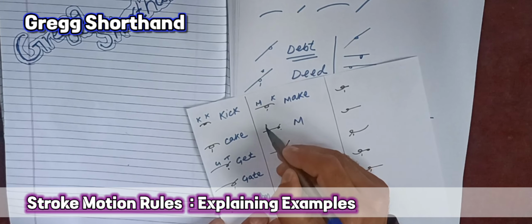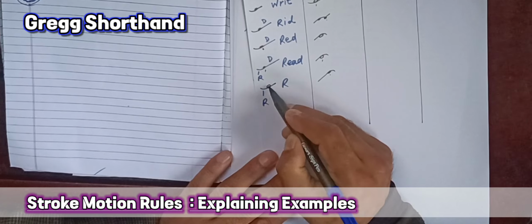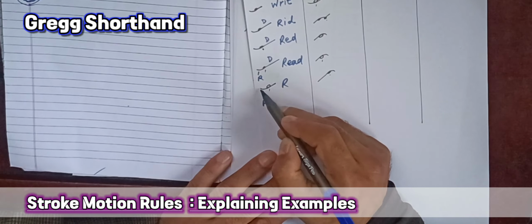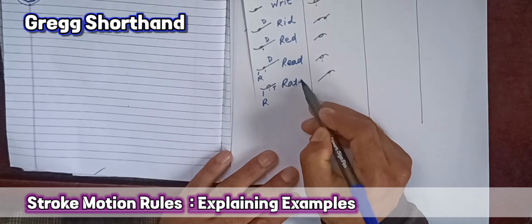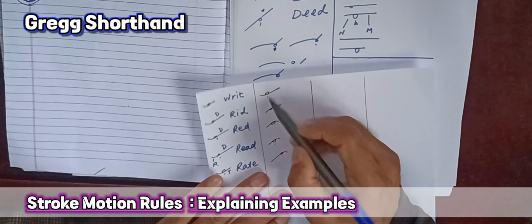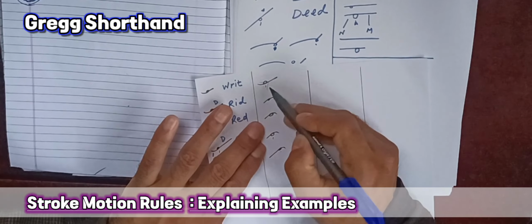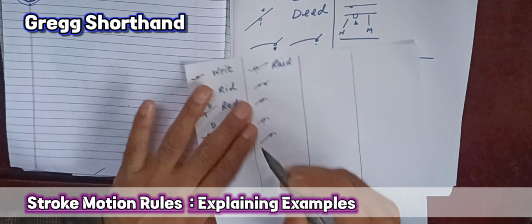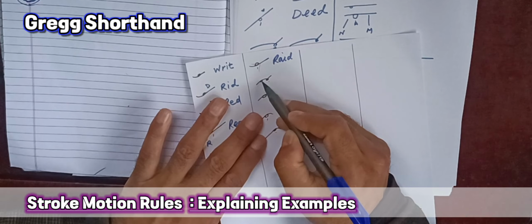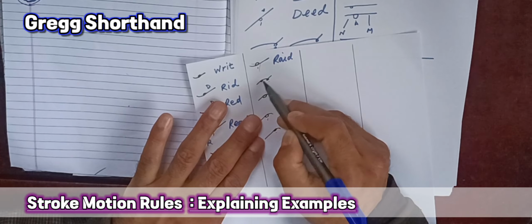What is this one? Longer sound of A. So this is R, this is longer sound of A as in game. So R, A, Ray, and then T. So this becomes rate. Okay. Same, we have R, longer sound of A and D, raid.